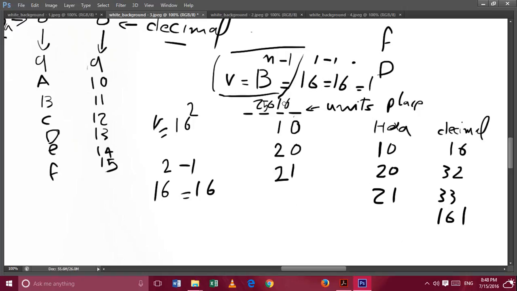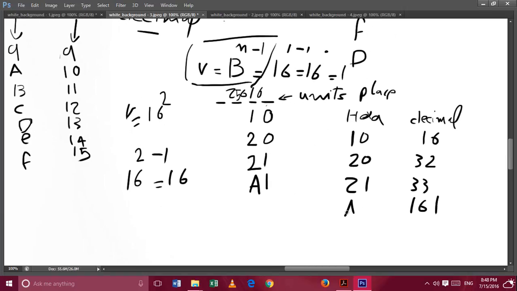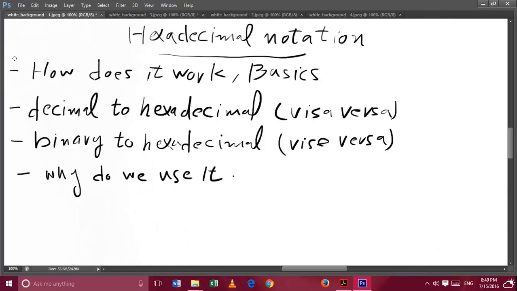Yes, you need to put 10 here in the 16's position and 1 here. So that would be 1 here in the units position and A here. Why? Because A in hexadecimal notation means 10 in decimal notation. So here, right here, this is 161.